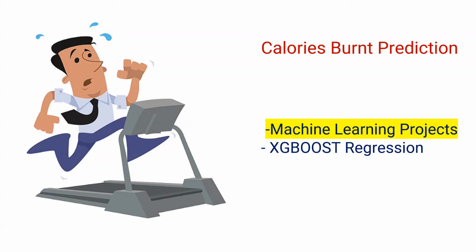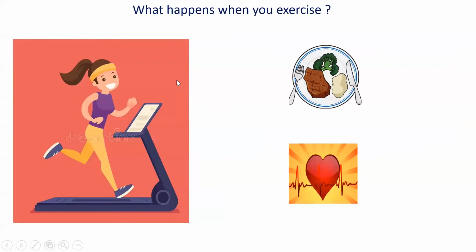Let's first understand what happens inside our body when we do exercise. So what are the metabolic activities that are taking place when we do exercise? It helps us to understand this problem statement better. Then I will explain the workflow which we will be following for this particular project. So what happens when you exercise? Let's consider a person is exercising. He can do heavy lifting like bench press, or he can just be running on a treadmill.